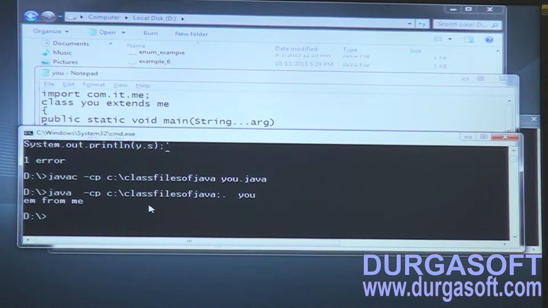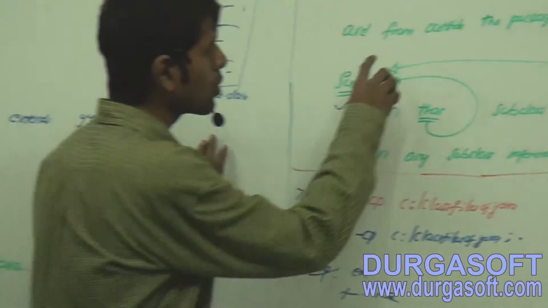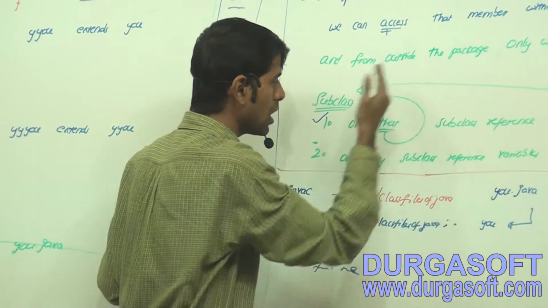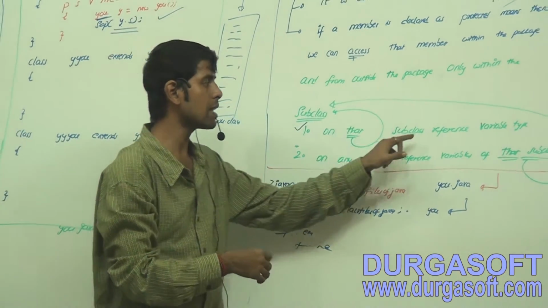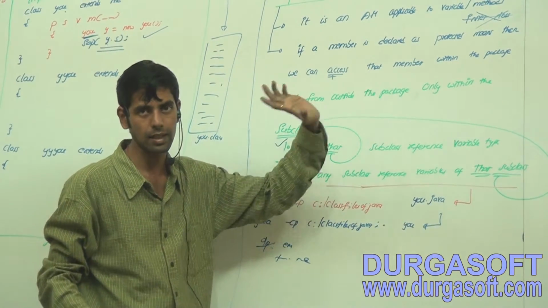Observe. Yes, I am from Me. Getting it from outside the package, only within the subclass. On that subclass reference variable type only we can do access.